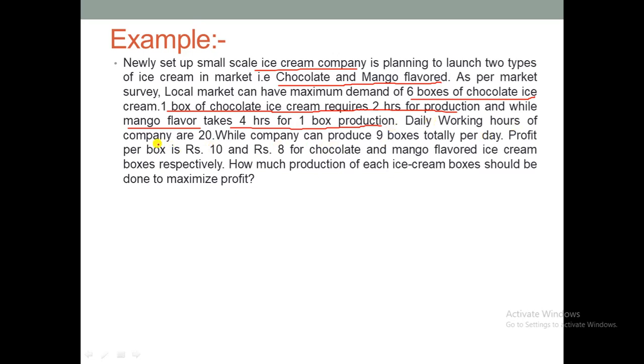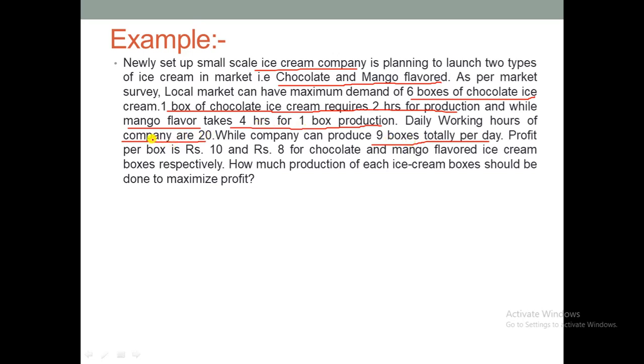Daily working hours of company are 20. So daily the company is working, or the labors are available, for 20 hours. While company can produce 9 boxes totally per day. So it is said that totally, by considering both types of ice cream, mango flavored as well as chocolate flavored, there are total 9 boxes which can be produced daily.